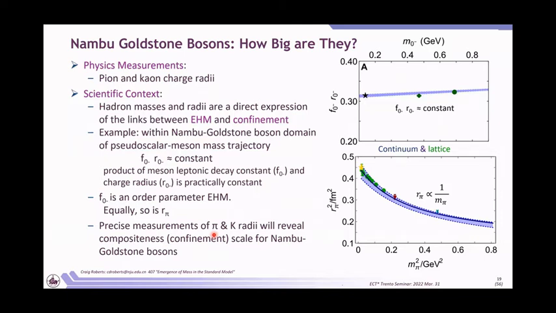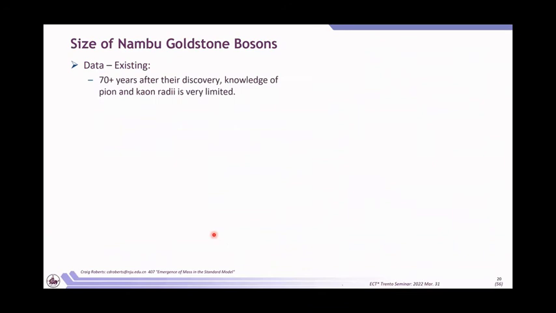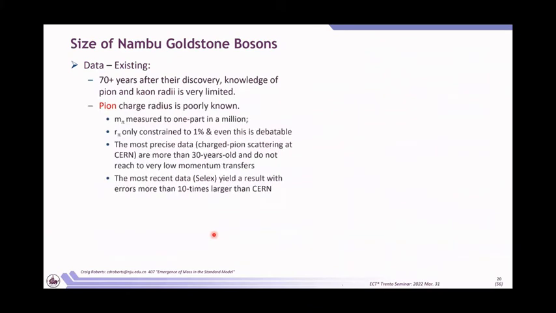Now, most people you ask would think that we know the radii of pions and kaons after 70 years, but that's not true. Our knowledge is actually very limited. The pion charge radius is poorly known. While the mass of the pion is known to 1 part in a million, the pion charge radius is constrained to only 1%, and even that's debatable. The most precise data is 30 years old, and they don't reach to very low momentum transfers. The most recent data is from Fermilab, but its errors are more than 10 times larger than those at CERN.